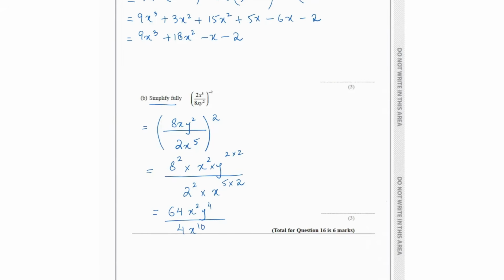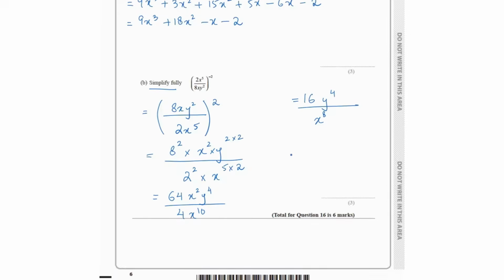So 64 x squared y to the power of 4 over 4 x to the power of 10. It says simplify fully, so now I'm going to simplify this. 64 divided by 4 is 16. x squared divided by x to the power of 10. Whenever we have similar bases being divided, we will subtract the powers. So 10 minus 2 is 8, so we can write x to the power of 8 in the denominator. If you want to keep it negative, we can write it in the numerator as x to the power of negative 8. y to the power of 4 comes as it is because there is no other y, so we can't further simplify it. So this is your answer.